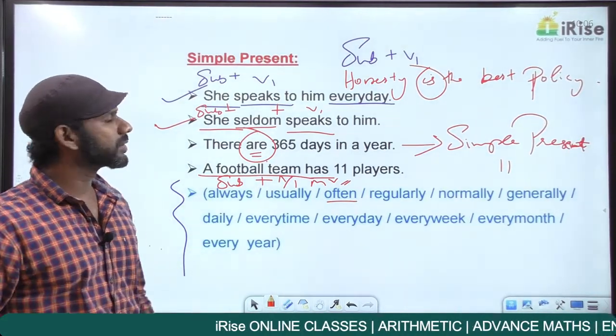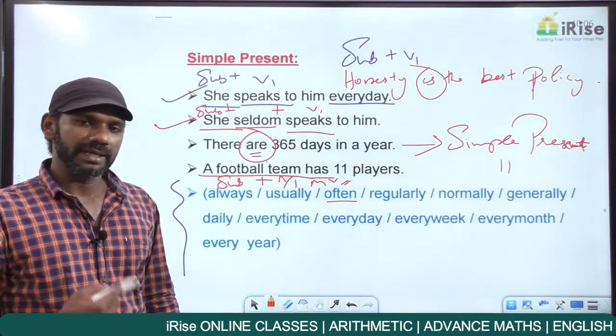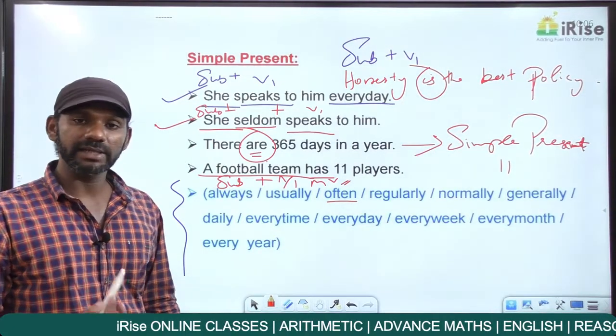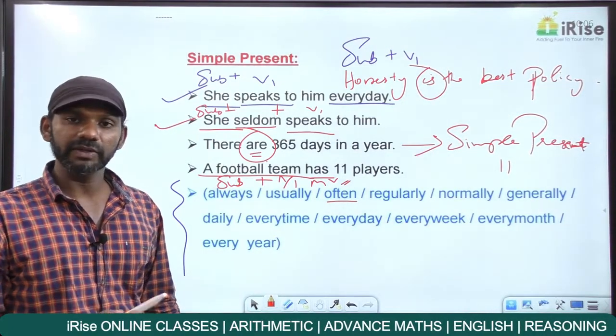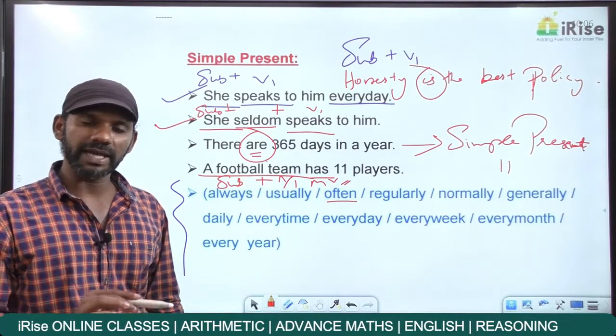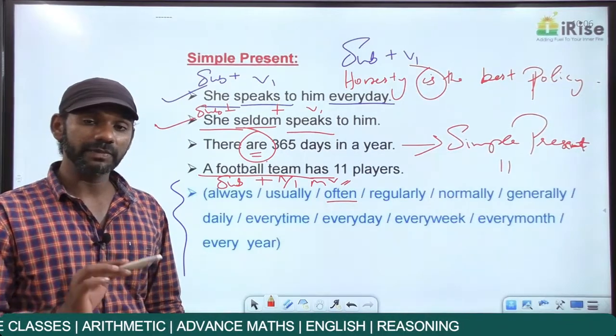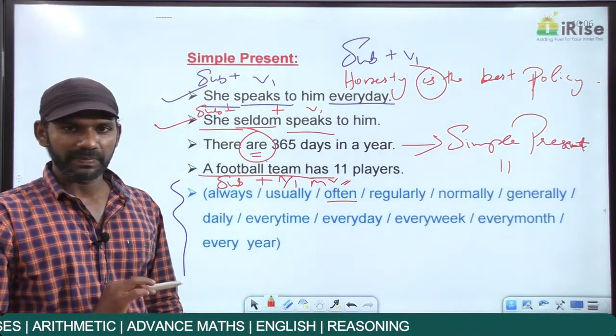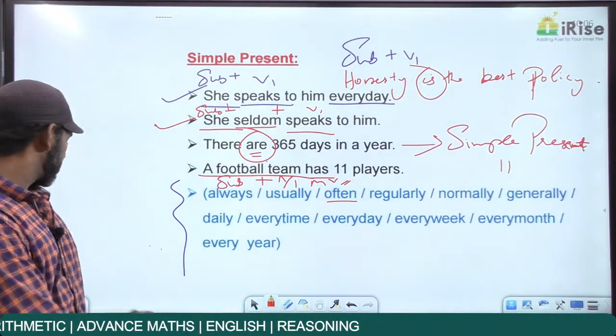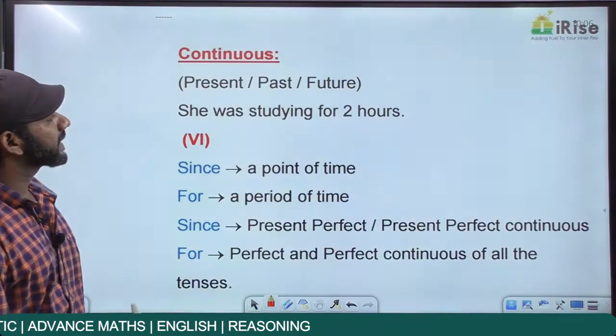So this is about the usage of simple present. When we talk about actions that are regularly happening or rarely happening, we have to go for simple present. Or if it is a fact, the tense category that needs to be used is simple present. Getting it? Come to the next one.